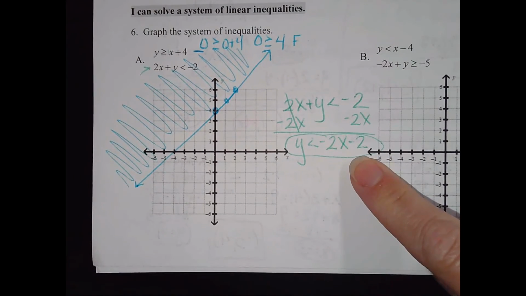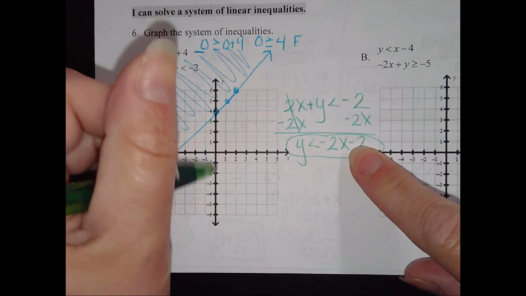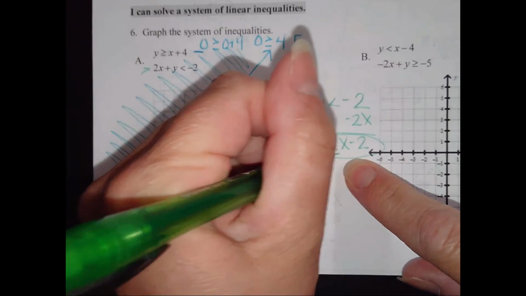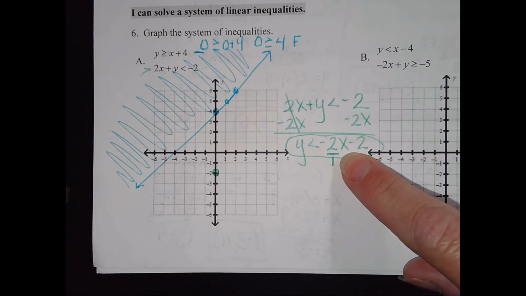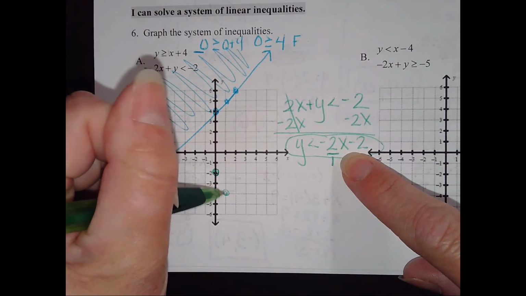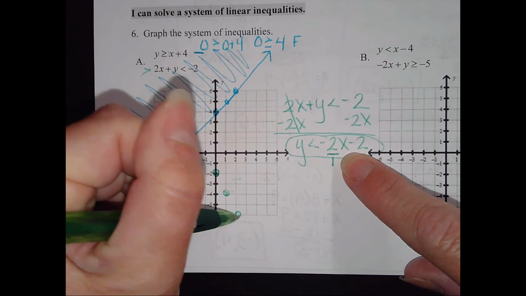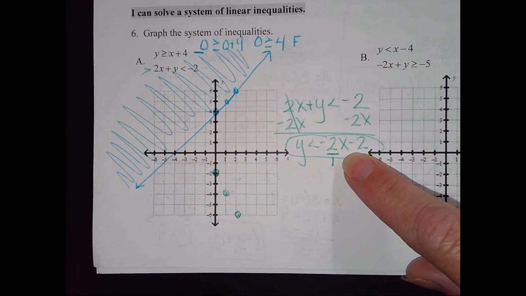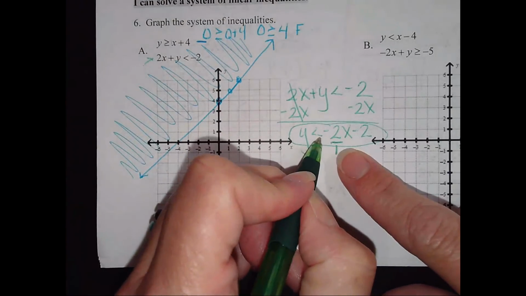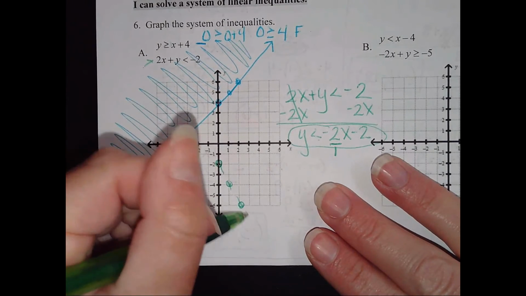So we plot the y-intercept at negative 2. Put a dot. Our slope is negative 2, which is the same thing as negative 2 over 1. So that means from your y-intercept, you go down 2, right 1, down 2, right 1. Do I connect my dots with a solid or a dashed line? Dashed, because there's no equal to. So you do a dashed line.